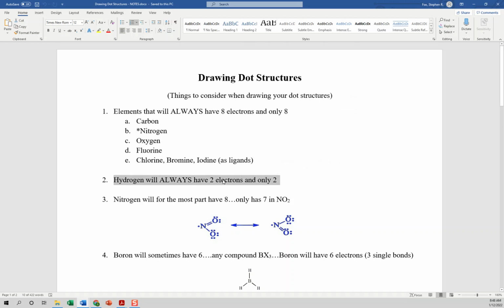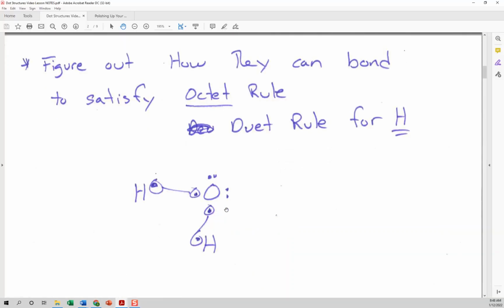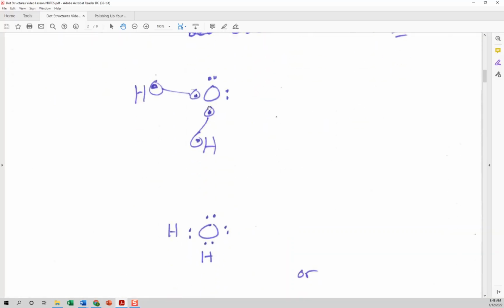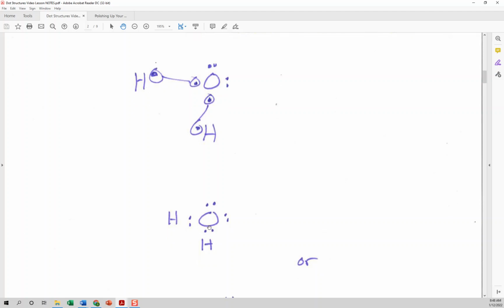So it's really the octet rule for pretty much everything except for hydrogen, which you can think of as the duet rule, okay? So if we go back to the lesson here, I have 2 electrons being shared between the 2 atoms, so we can write it like that. When they're being shared between the 2 atoms, they count both ways.